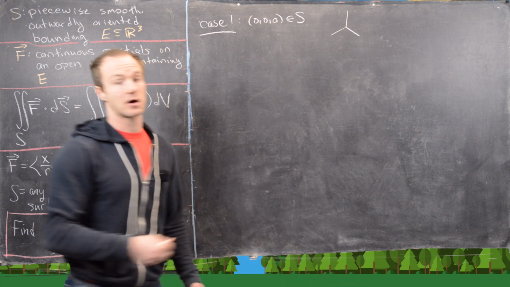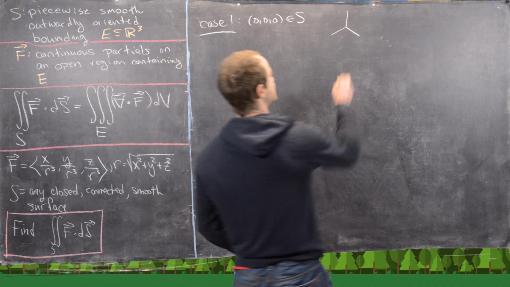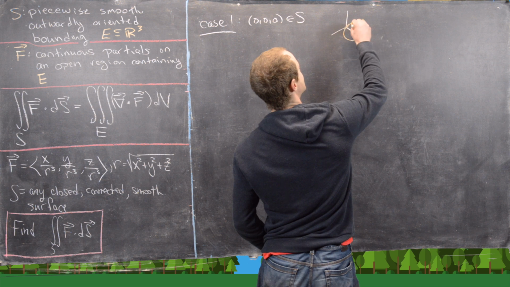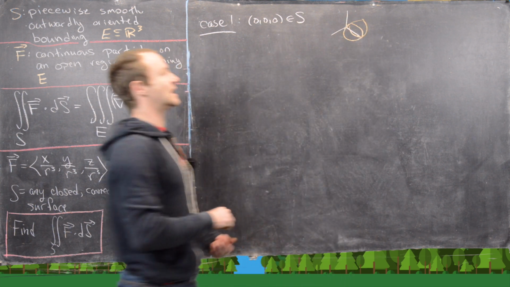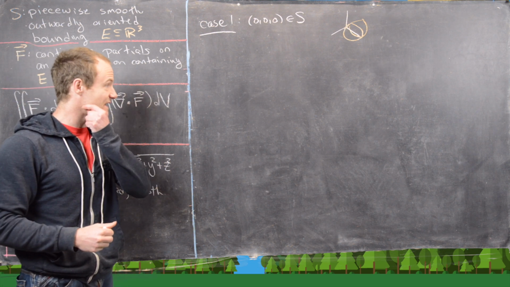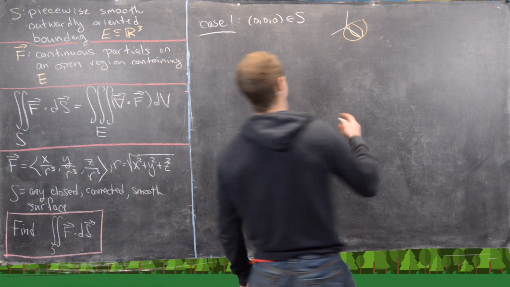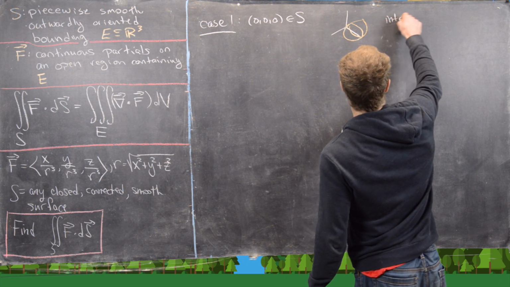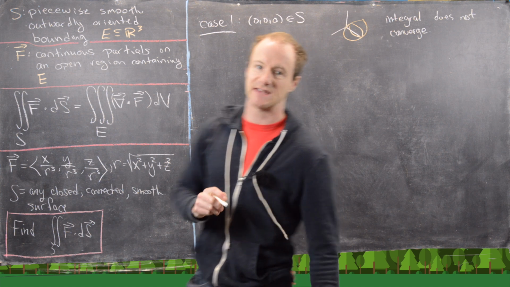Let's say that's our 3-space. That means our surface S, which might look something like that, actually contains the origin itself. I'm not actually going to work through all of the details in this case, but what you can find out pretty easily is that the integral does not converge, and you can do that by setting up a limit.